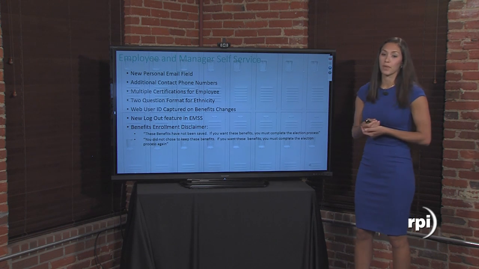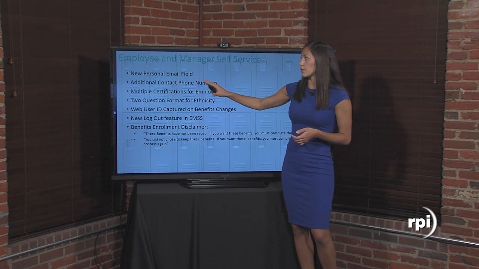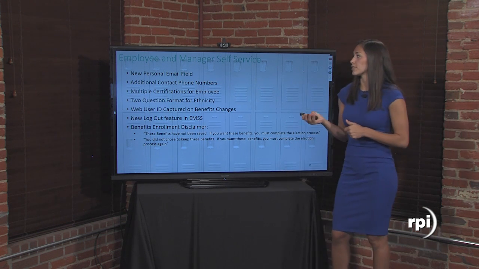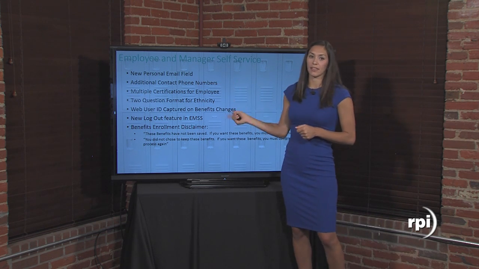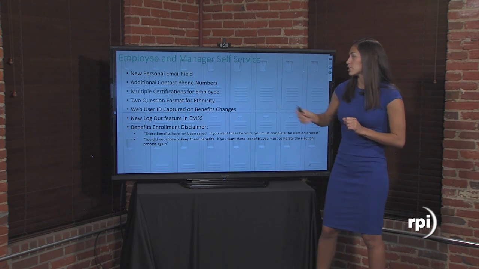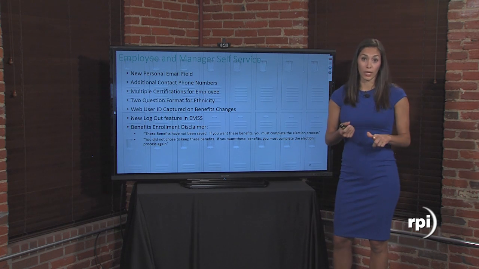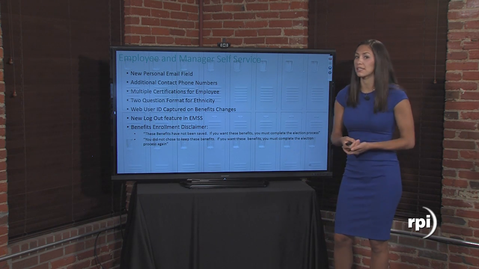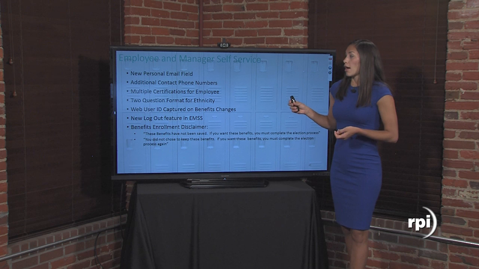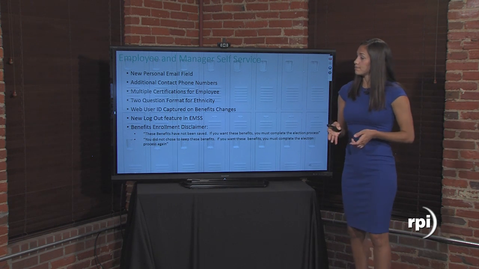Okay, into employee and manager self-service. New personal email field on the employee self-service, and if you allow them to update that, that's going to hit their HR11 new personal email field. There's additional contact phone numbers that an employee can add, and that's going to live on the HR20. So if you need to go in on the back end and update or edit any of that, that's what will get updated once the employee enters it on ESS.